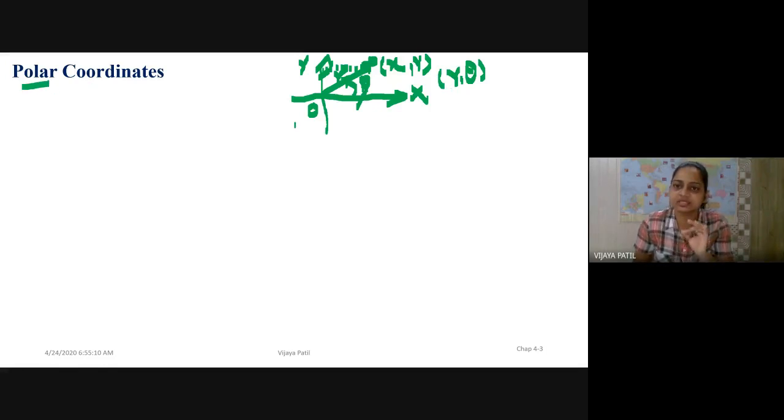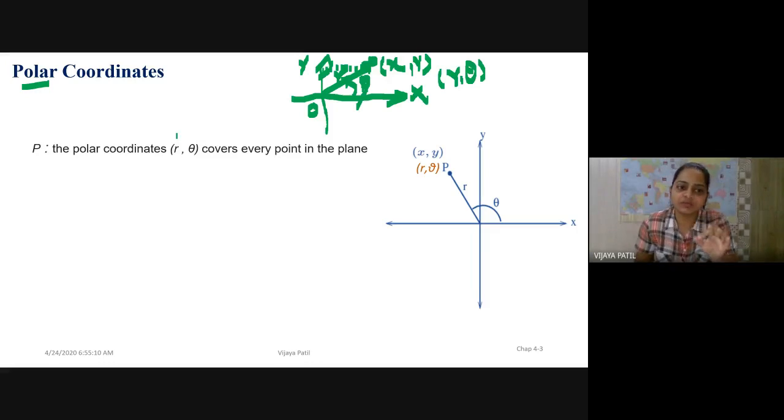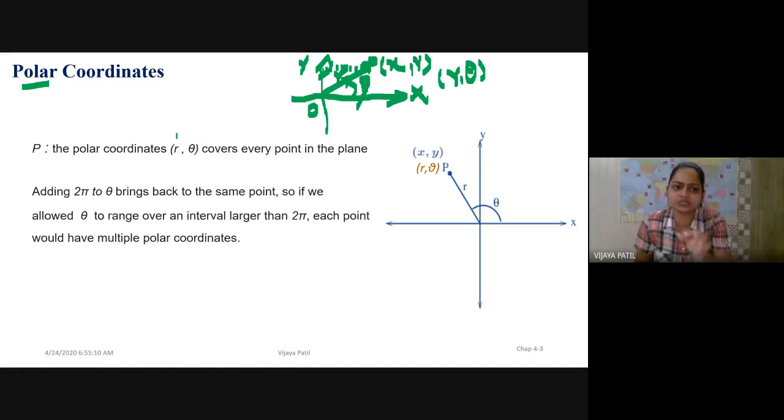So similarly, we can show the position of P. This is what I'm just talking about. Instead of the earlier P, I have taken this P in the second quadrant so that this theta would be more visible to you. Then as I have told you, it's x, y in the Cartesian as well as r and theta in this polar. And now these polar coordinates, r theta, cover each and every point of this coordinate system.